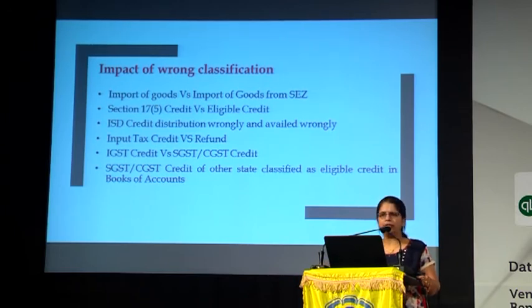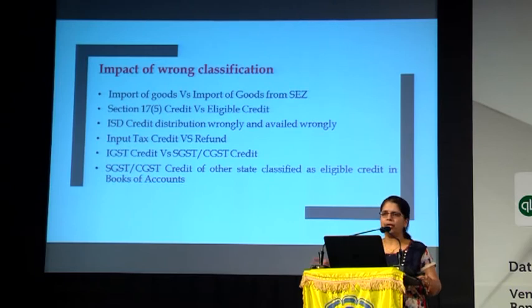Actually, it is nulling it off, but I believe that even this has to be reported. Yes, what is eligible credit and ineligible credit, whenever it is distributed from ISD to its units, it has to be correctly classified. Input tax credit versus refund.